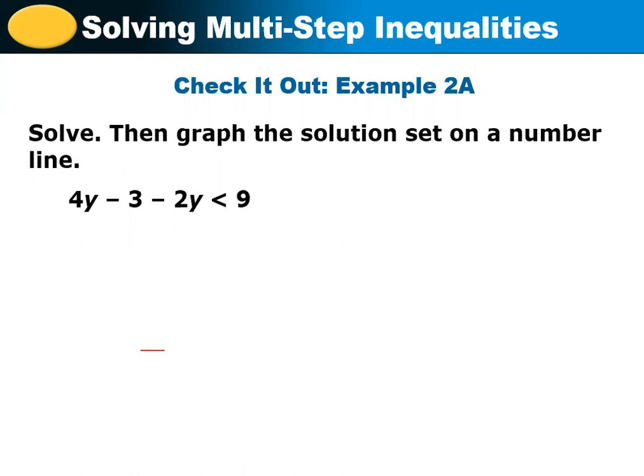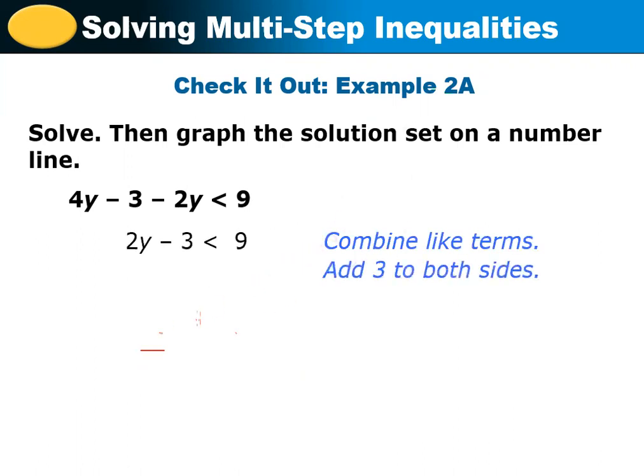Another question, in the same way, we will combine the like terms together, then it will be 2y minus 3, add the additive inverse to both, then you have 2y less than 12. We don't have any problem here because the coefficient is positive, so we have to divide both sides by 2.